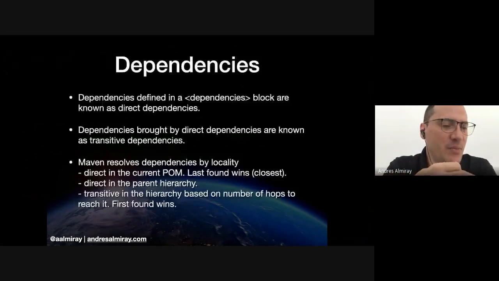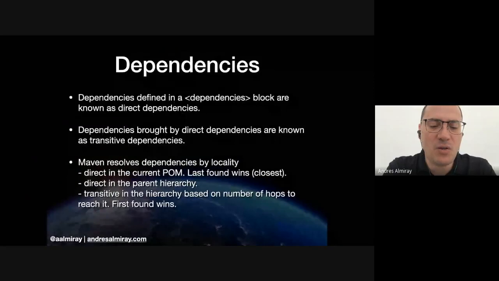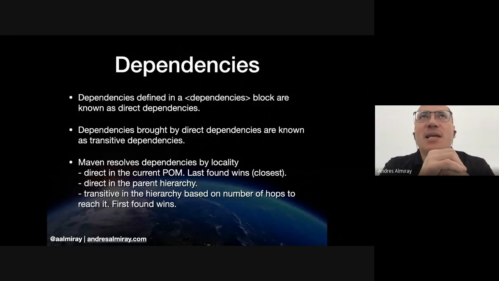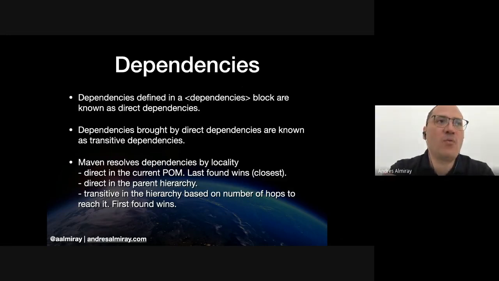So we know that we can define dependencies in a block called dependencies, and every dependency that we have defined here will be known as a direct dependency or an explicit dependency. And if we happen to have a hierarchy of parent POM files, and any of those parents also define dependencies in a dependencies block, they continue to be direct dependencies. When Maven resolves direct dependencies, it always chooses the nearest one. And if you happen to define two different versions of the same dependency, group ID and artifact ID, the one that is defined last is going to win.